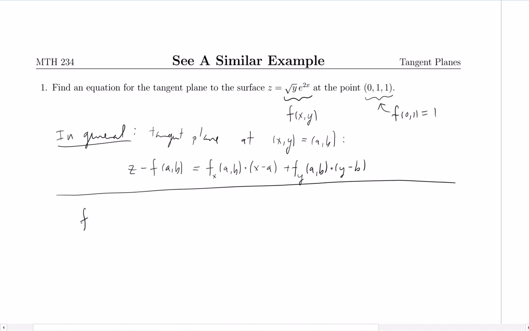So let's do that. The partial derivative of f with respect to x: the square root of y is just a constant when we're differentiating with respect to x. So we're just taking the derivative of e to the 2x, which is 2 e to the 2x. Okay, now the partial derivative with respect to y. Now e to the 2x is a constant, and y is the variable. And the derivative of square root of y is 1 over 2 times the square root of y.